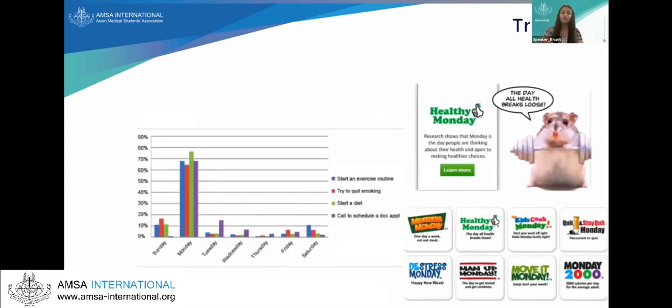And third is a trigger. As you saw on the graph itself, the trigger is one catalyst, as the word suggests. So for this figure that you see, research done in the US found that people tend to be positive towards health outcomes and health routines at the beginning of the week. For instance, on a Monday they would want to start an exercise routine, quit smoking, start a diet, and schedule a doctor's appointment. Whereas on the consecutive days, that motivation kind of dies down, as you can see on the graph.